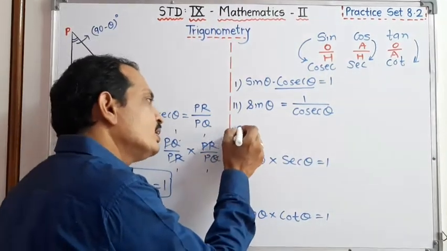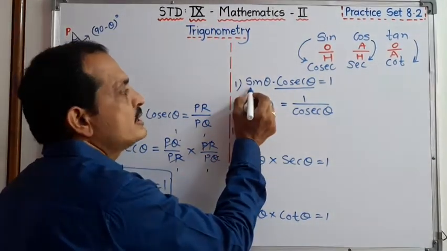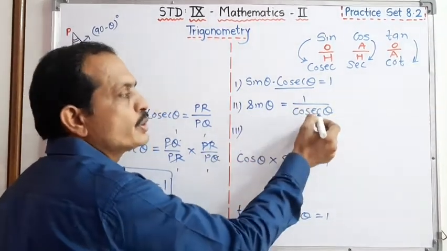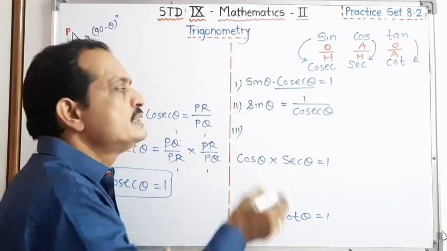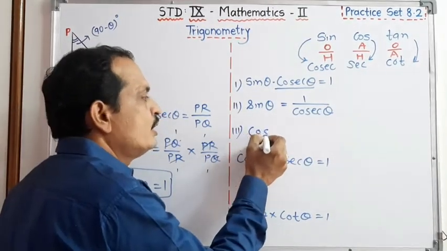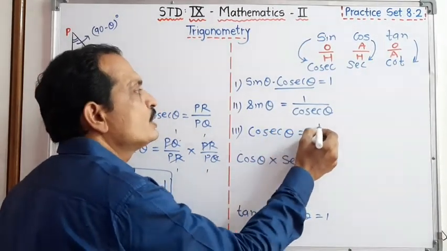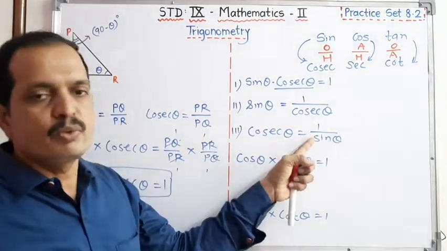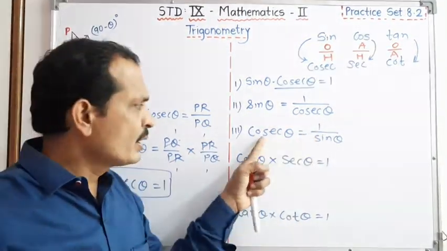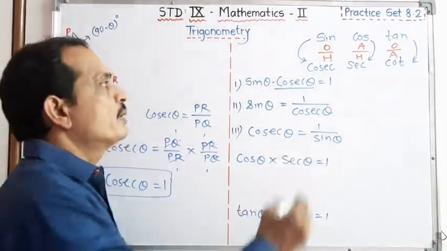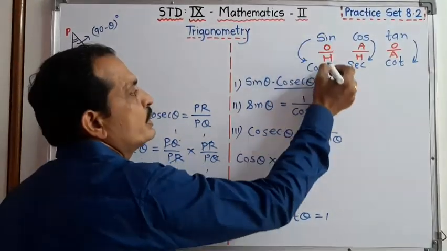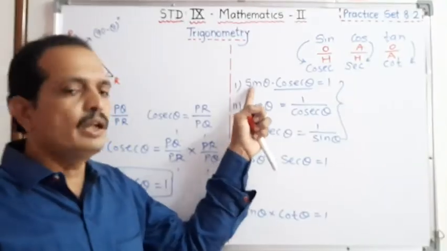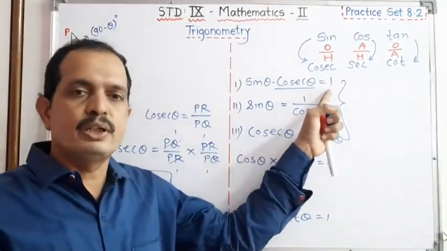We can make another change. We find sine theta in the form of cosec theta, that is sine theta is equal to 1 upon cosec theta. Similarly, we can write cosec theta is equal to 1 upon sine theta. This sine theta we take on this side, and we get 1 upon sine theta. Therefore, from this one condition we can follow these three rules, that is sine theta into cosec theta is equal to 1.